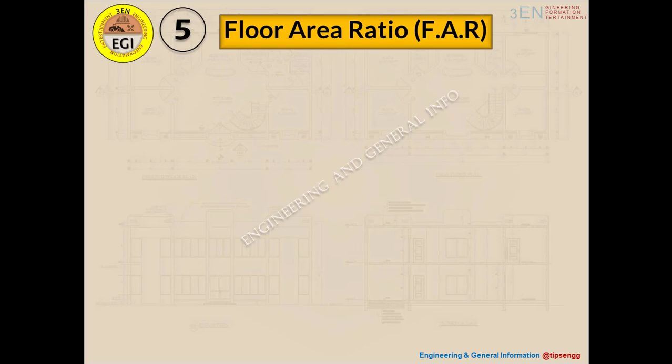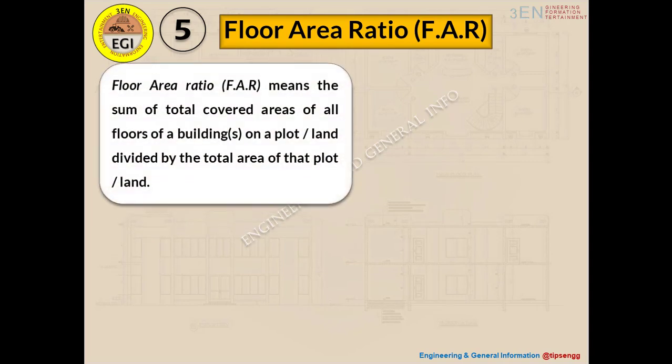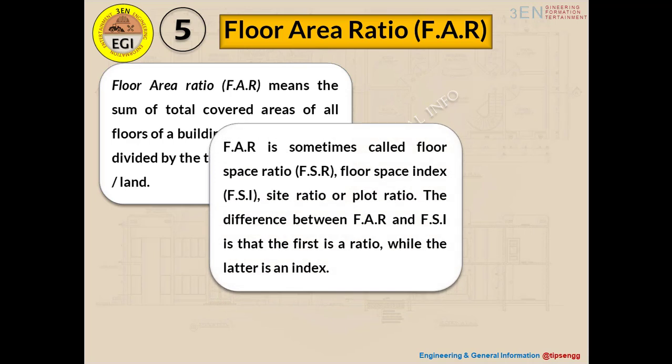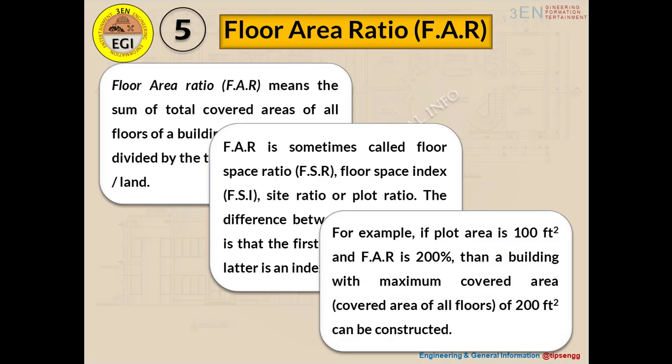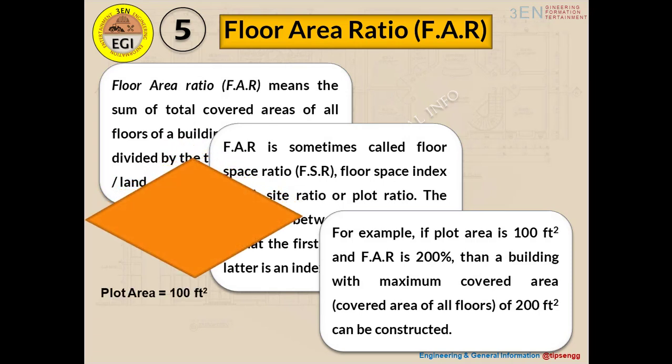Floor area ratio, FAR. Floor area ratio, FAR, means the sum of total covered areas of all floors of all buildings on a plot of land divided by the total area of that plot of land. FAR is sometimes called floor space ratio, FSR, floor space index, FSI, site ratio or plot ratio. The difference between FAR and FSI is that the first is a ratio, while the latter is an index. For example, if plot area is 100 square feet and FAR is 200%, then a building with maximum covered area of all floors, of 200 square feet can be constructed.